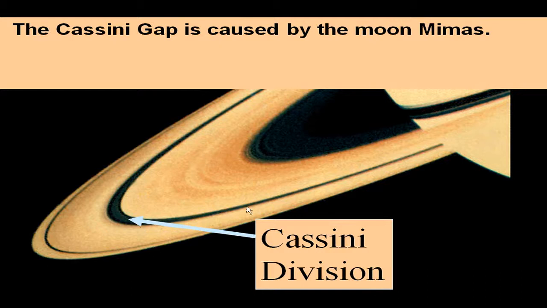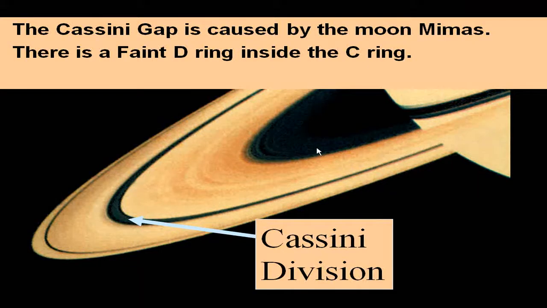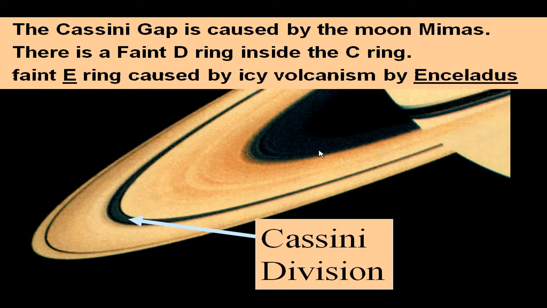The Cassini division, which is the largest gap in the Saturn ring system, is caused by the presence of the moon Mimas, which is resting in that division. There's a faint D ring inside the C ring, and the E ring, which is to the outside, is caused by Enceladus.